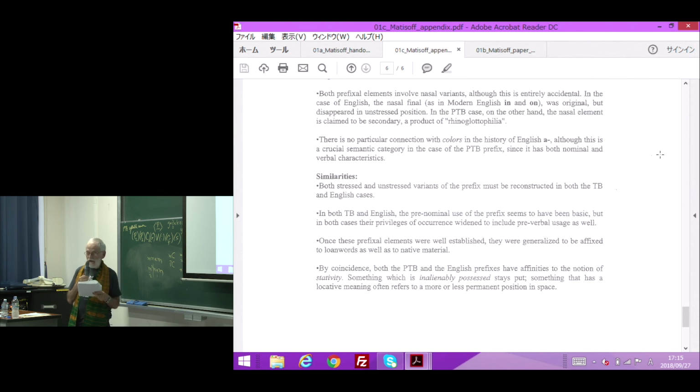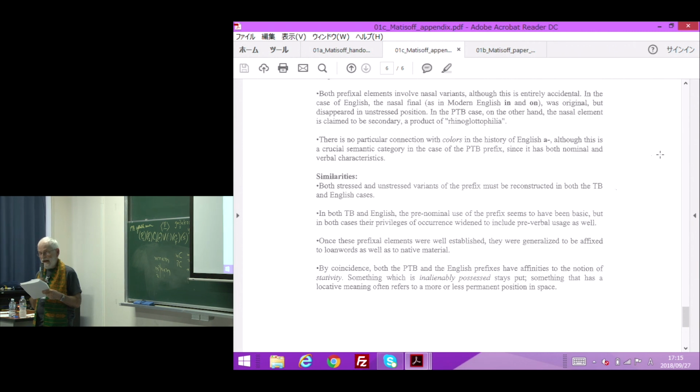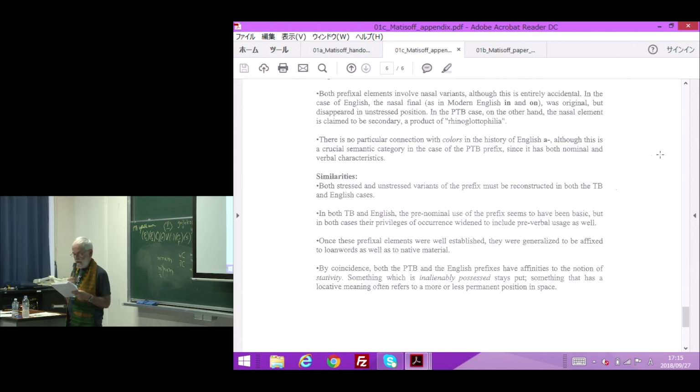Similarities. Both the Tibeto-Burman and the English prefixes have to be reconstructed with stressed and unstressed variants. And in both Tibeto-Burman and English, the pre-nominal use of the prefix seems to have been basic, but in both cases, their usage was widened to include pre-verbal usage as well. And another point they have in common is, once these prefixal elements were well established, they were generalized and could be affixed to loan words as well as to native words. We saw those words from French, which look very much like native English words.